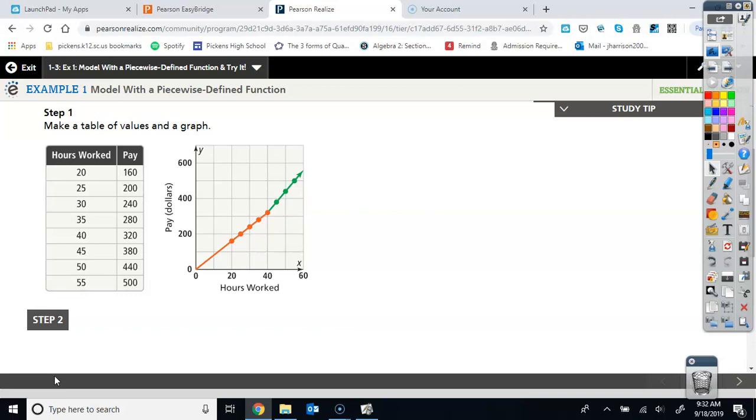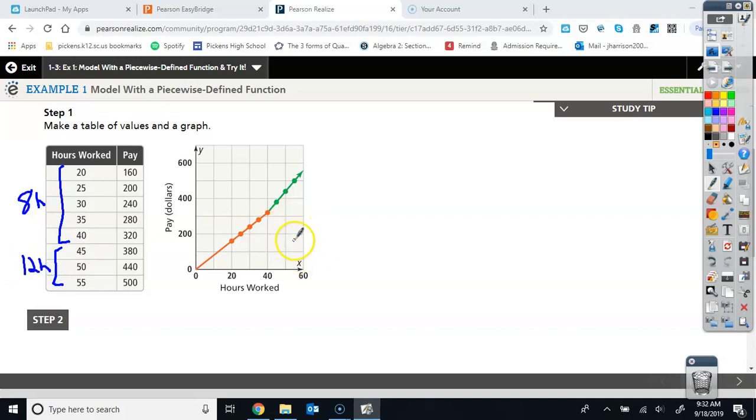But after 40 hours, her pay increases to 1.5 times what she was making before, or $12 an hour. So when she jumps up here to 45 and to 50 and to 55, you're multiplying these by 12. So in the first part, remember, up to 40 hours, it's 8 times the hours. In these here, it is 12 times the hours. So we have two pieces of two functions, okay?